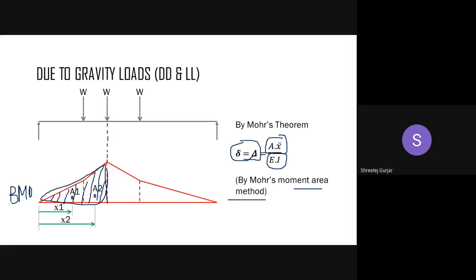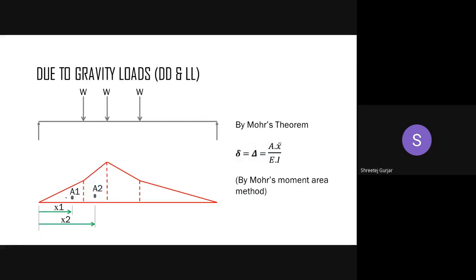It is a non-uniform area. It is not exactly triangular. So what I've done is divide that area into two parts, area A1 and area A2. Area A1 is triangular, area A2 is trapezoidal. This is the centroid of this triangle, located at a distance of x1 from the support. And this is the centroid of your area A2, located at a distance of x2 from your support.